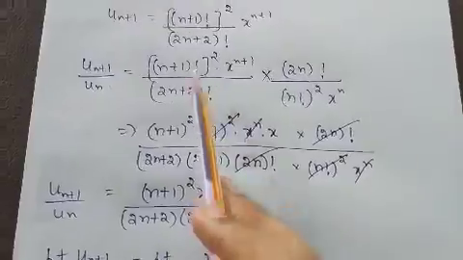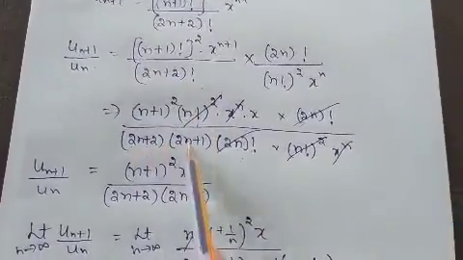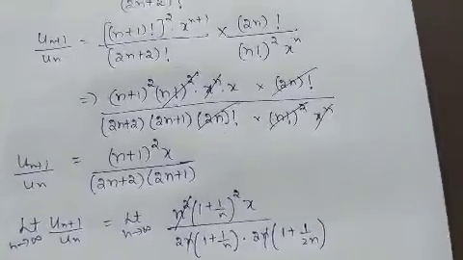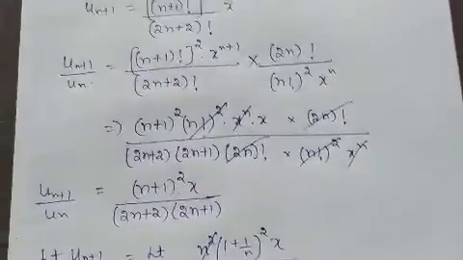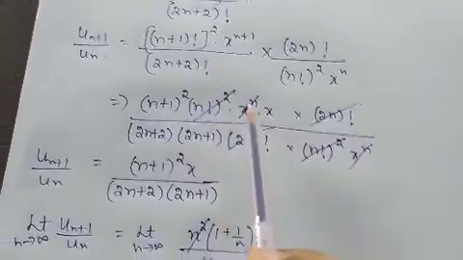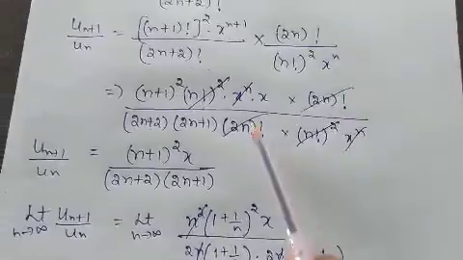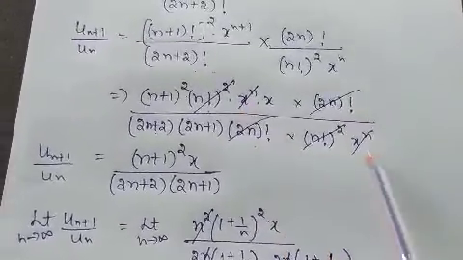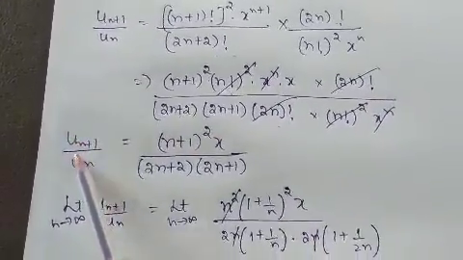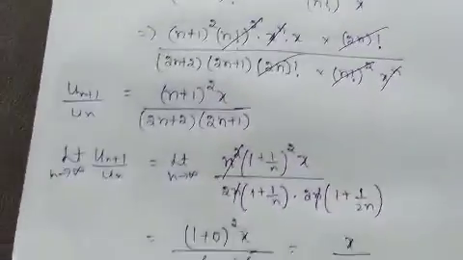So (n plus 1) factorial can be written as (n plus 1) into n factorial. Similarly (2n plus 2) factorial can be written as (2n plus 2)(2n plus 1) into (2n) factorial. And this square is as it is, so this is common. Cancel the terms which will get cancelled. (n factorial) whole square will get cancelled, (2n) factorial will get cancelled, x to the power n will get cancelled. So what is ultimately remaining? (n plus 1) whole square into x divided by (2n plus 2)(2n plus 1).